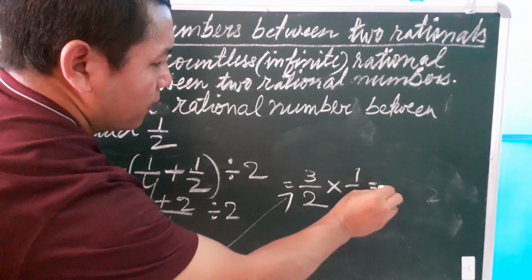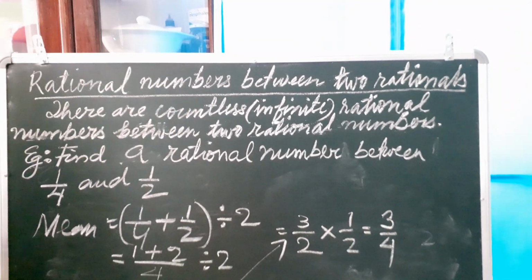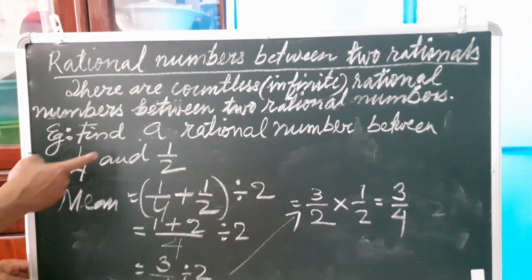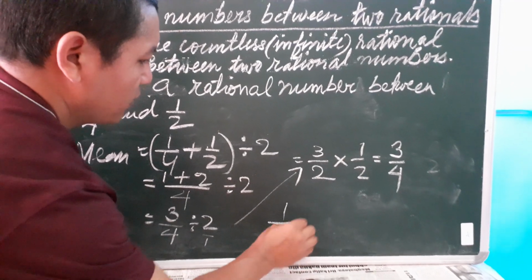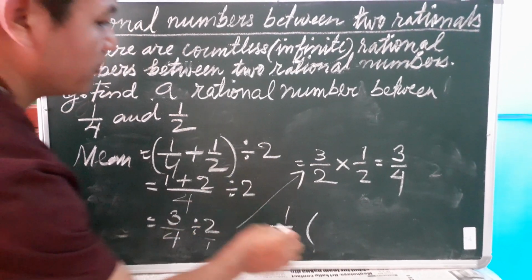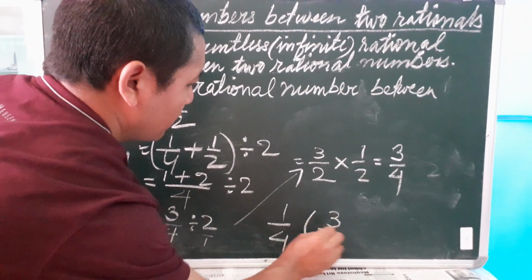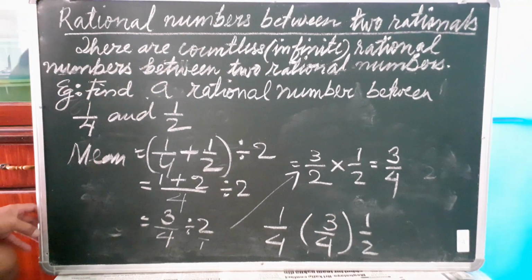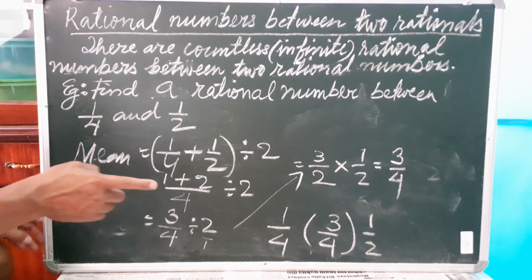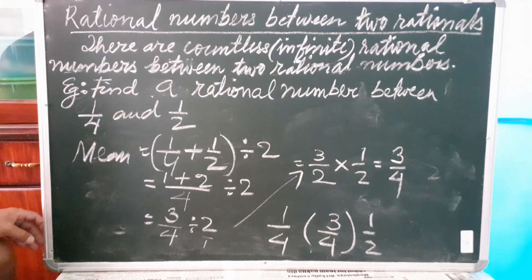Now you'll get 3 by 8. The midway between 1 by 4 and 1 by 2 is 3 by 8. So 3 by 8 is a rational number, one rational number between 1 by 4 and 1 by 2.